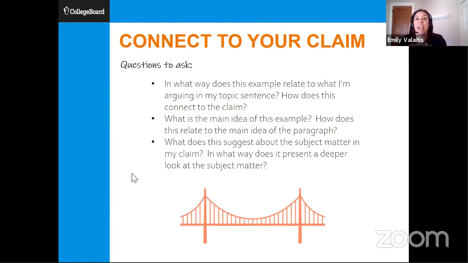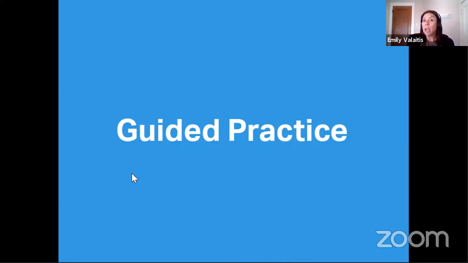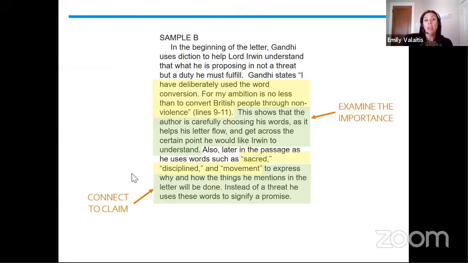Think of this as though it's the bridge. You've got to make a bridge between your evidence and your claim. Why would the writer make that choice? How does that prove a particular claim or argument? All right, so let's practice by going back to those 2 samples I asked you to highlight earlier. And let's start with sample B, our 2.